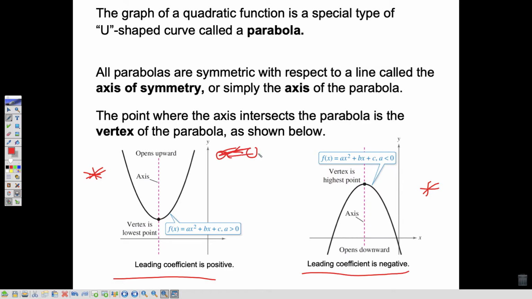Oops, let me write it on the right one. Could I write A is less than 0 and just put a picture like that? Yeah. Okay, what does A is less than 0 mean? The coefficient is negative. Okay? And this one over here, I could just write A is what? Greater than 0.